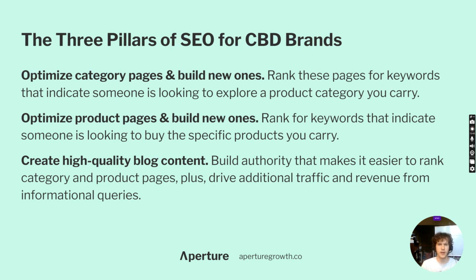Basically, the first 2 are aimed at ranking for keywords that have buying intent, or the intent to buy a product like the one you sell. So the first 2 activities are going to drive the most revenue. Blog content does a few things, but mainly it builds topical authority to make the first 2 pages rank better and rank faster.